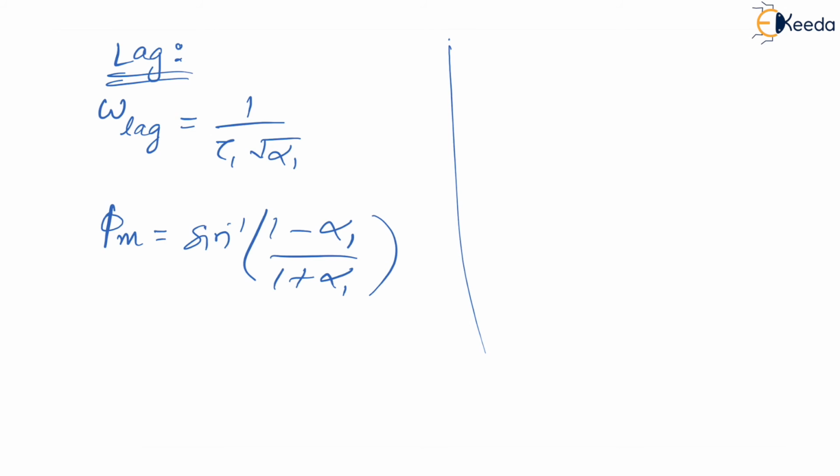Now, what is lead? Let us think of the lead portion. What is going to happen? In the same way, omega lead is going to be 1 by tau 2 into under root of alpha 2.